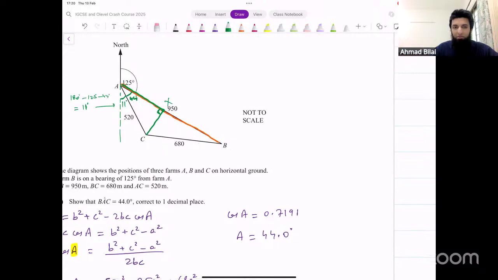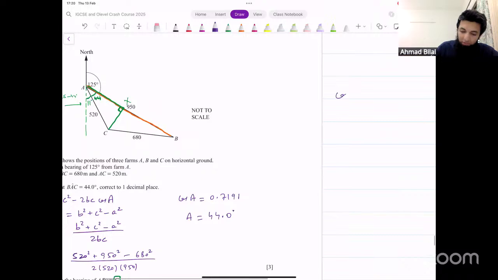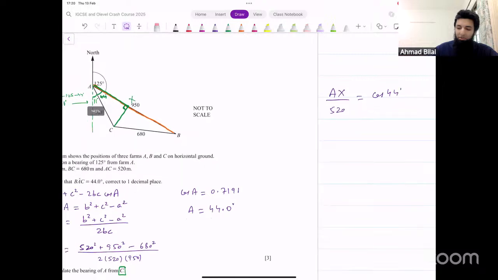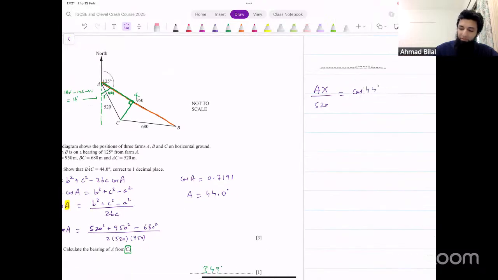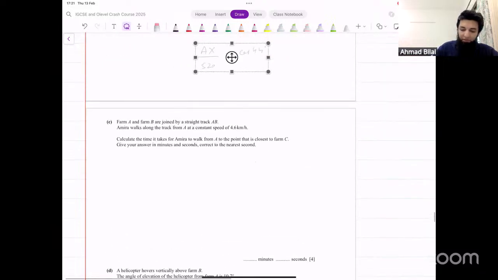It is cos. So we can say cos of 44 degrees equals AX over the hypotenuse, which is 520, which is base over hypotenuse. That's going to give us the length AX. That's one thing that we were looking for.